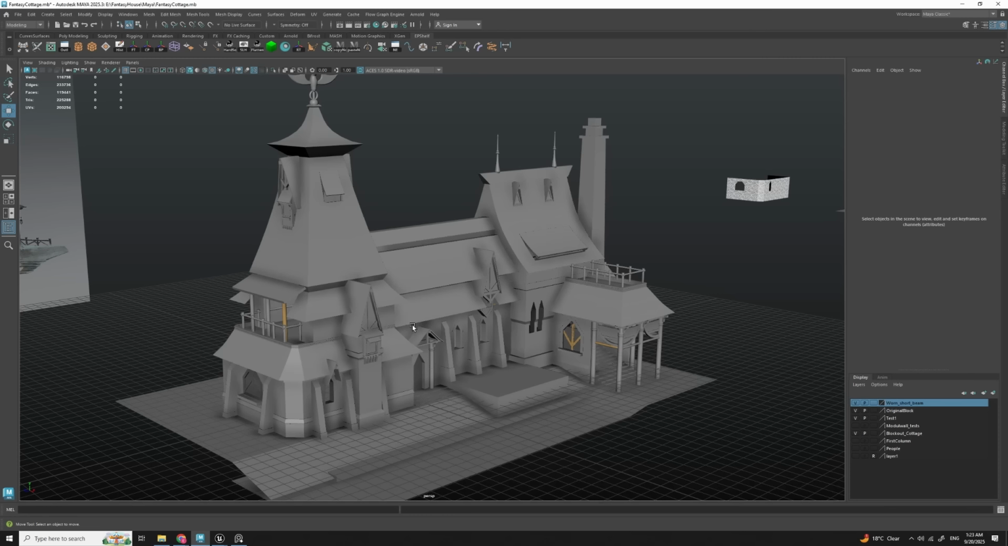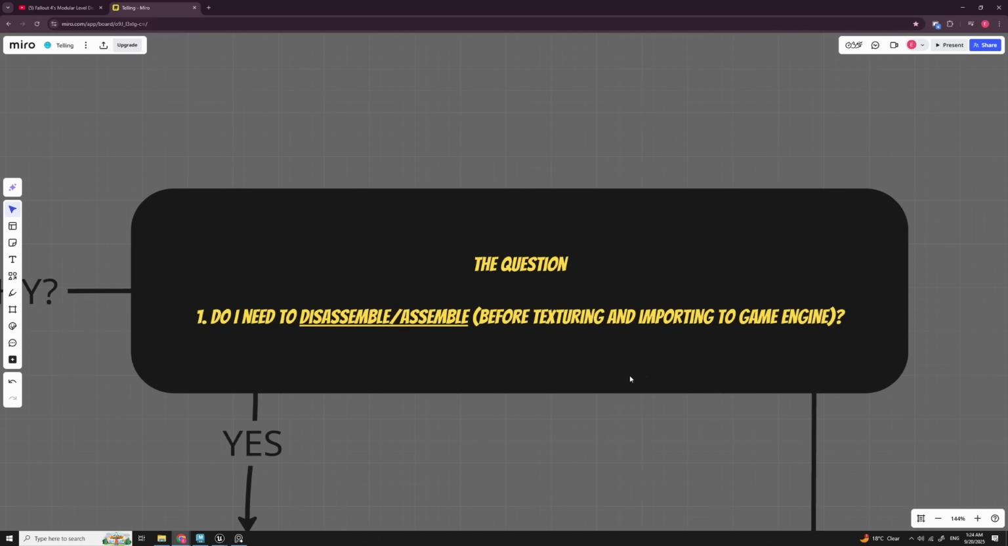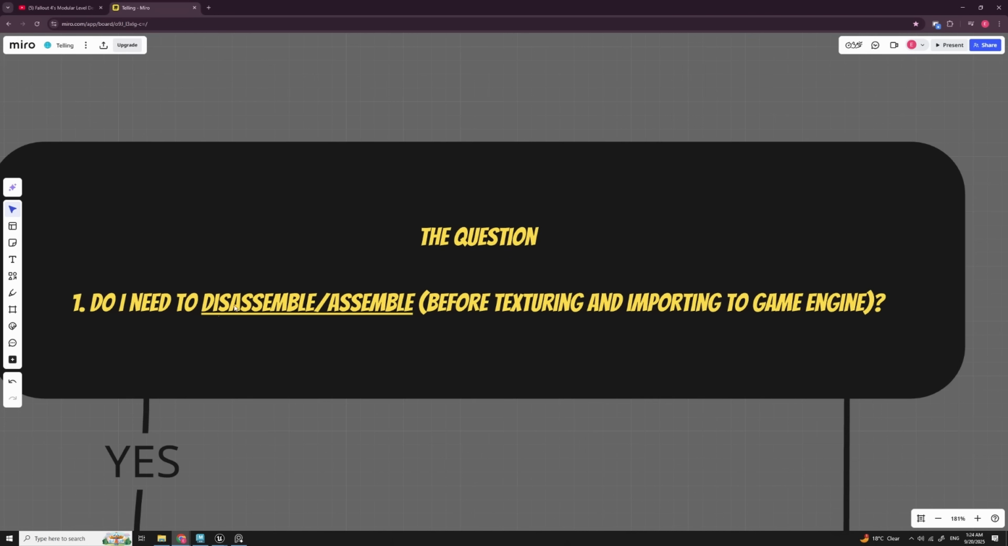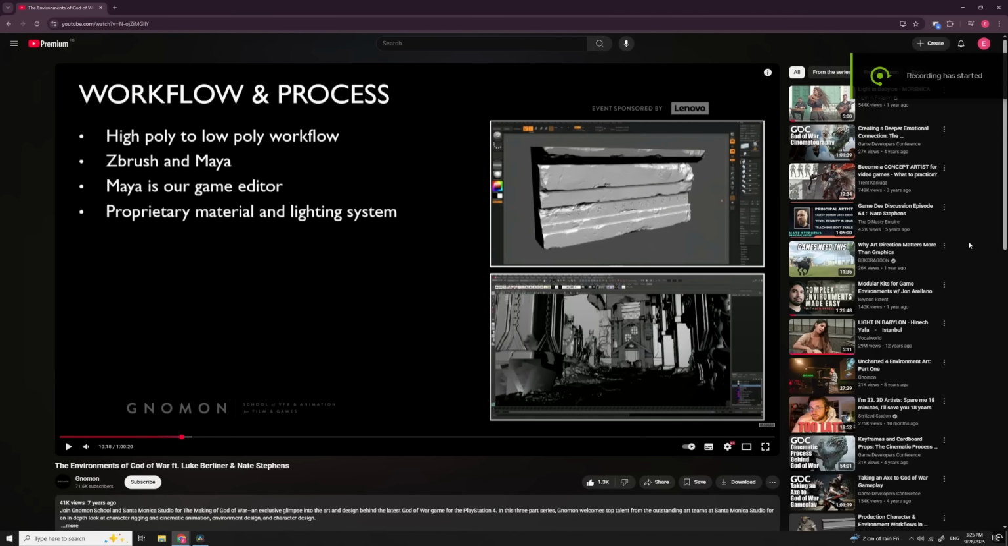Because again, before this import, we work in a modular way as much as it is convenient for us and as much as it fits into the structural logic of the model. In addition, there are different approaches to working with game engines. In the description below the video, I will leave a link to a very interesting old talk, Environment Art of God of War, in which the lead environment artist of Santa Monica says that Maya is their game editor at their studio. Of course, they probably have their own rules for designing modular kits and instancing objects within a scene, but imagine how different this is from our pipeline with Unreal Engine.